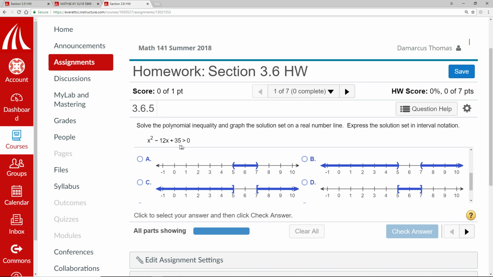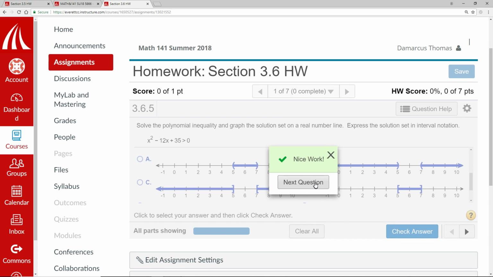And 5 and 7 does not satisfy this inequality. If I plug in 5 or 7, I get 0. And 0 is not greater than 0. That's not a true statement. So definitely it will be this. Okay, this is equivalent to the interval solution.